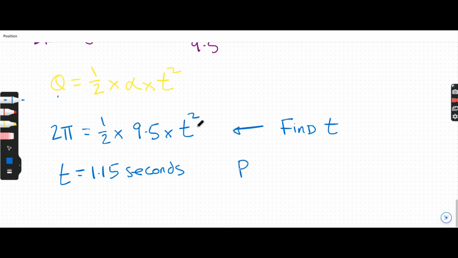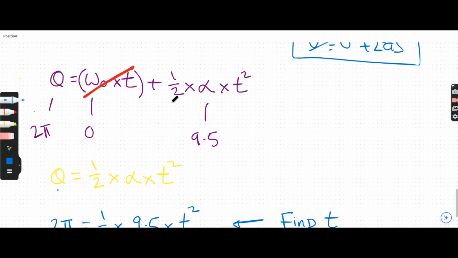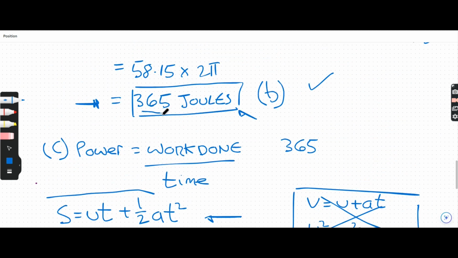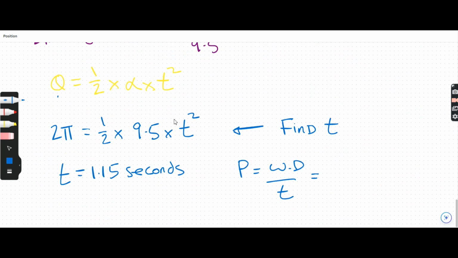And my power is work done divided by time. I know my work done is up here, 365. So I'm going to do 365 divided by my time, which is 1.15 seconds from this formula here. You need to rearrange it yourself. It's a merit question. So 365 divided by that. This is my power. This is the final answer.